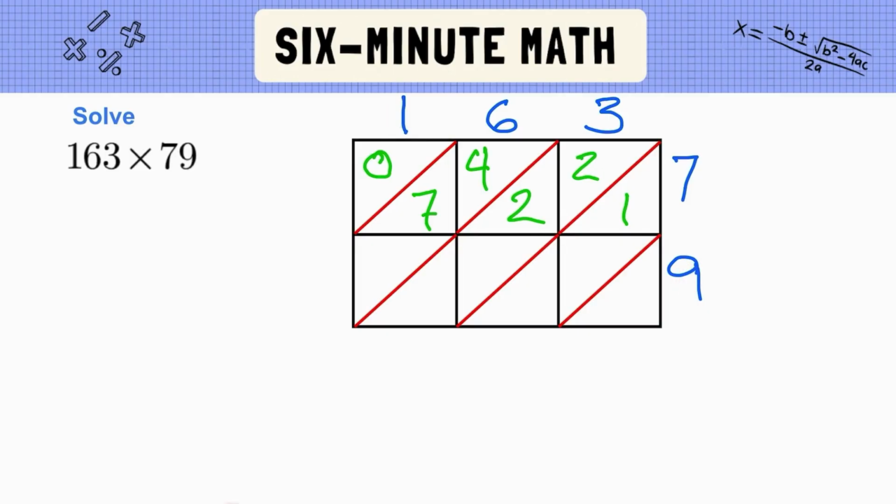1 times 9 is 9. 6 times 9 is 54. And 3 times 9 is 27. I now add up again on the diagonal, starting in that ones position with this 7.